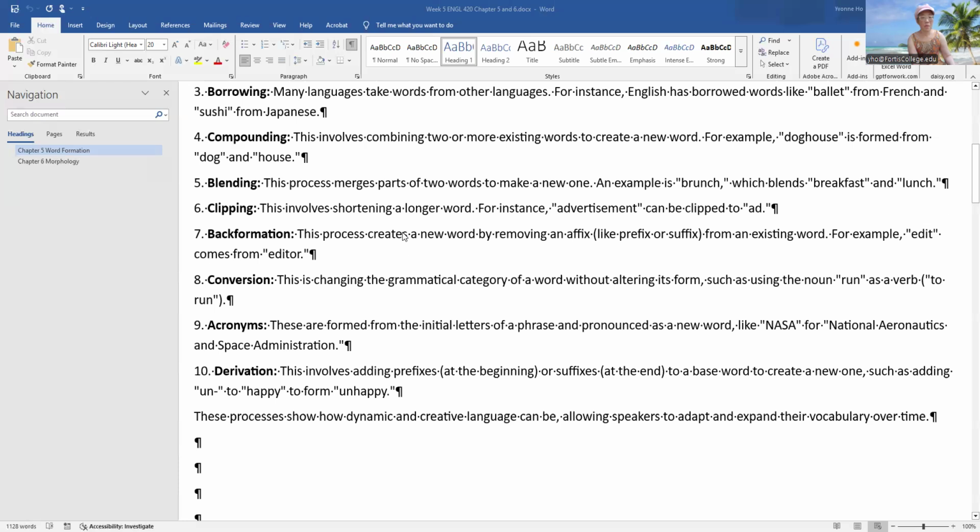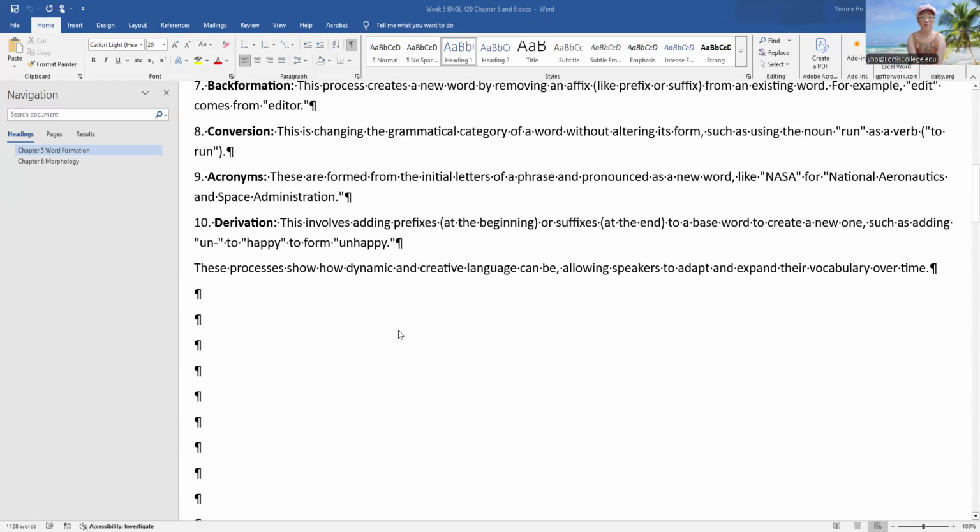Acronyms. These are formed from the initial letters of a phrase and pronounced as a new word, like NASA for National Aeronautics and Space Administration. Derivation. This involves adding prefixes at the beginning of the word or suffixes at the end of a word to a base word to create a new one, such as adding un to happy to form unhappy. These processes show how dynamic and creative language can be, allowing speakers to adapt and expand their vocabulary over time.